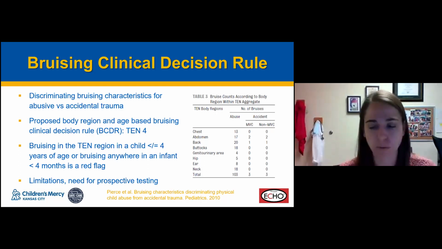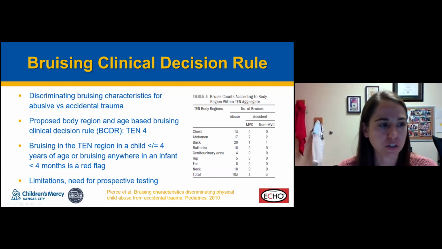Again, this is just in their small population. They also found that back and abdominal regions were statistically significant for discriminating abuse. And they also noted that bruising to the genital area and the hip was only seen in patients with abusive trauma, but this was a really small number and too small for them to determine if it was statistically significant.